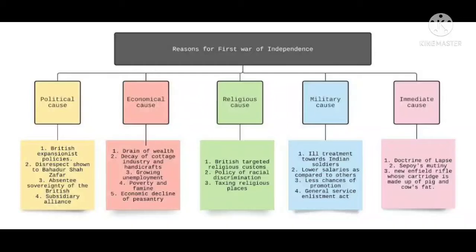Fourth, religious causes. The British passed a law in 1850 that allowed a Christian convert to inherit ancestral property. Many Indians converted to Christianity. This also made other believers turn against the British.